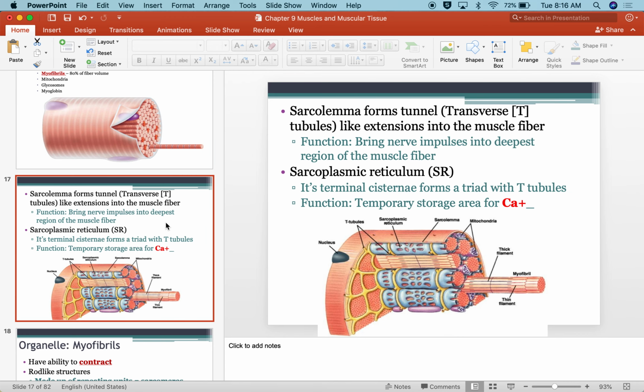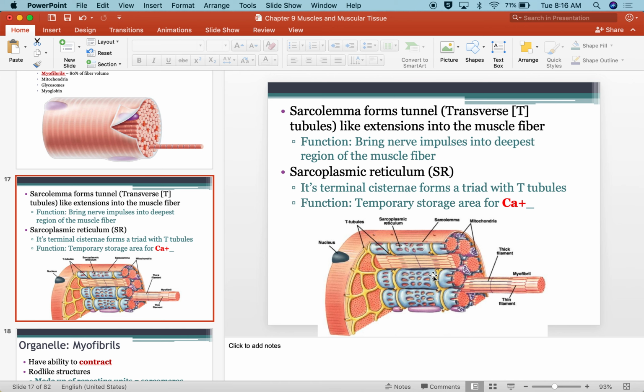So that sarcolemma, like I said, that is like the cell membrane. You can see that here. This forms tunnels throughout that muscle fiber known as transverse tubules or T-tubules. And these are extensions into the muscle fiber. This is important because nerve impulses come to the muscle, but then that nerve impulse spreads down the length of the fiber because of the sarcolemma, and then it dives down into the muscle fiber through these T-tubules.